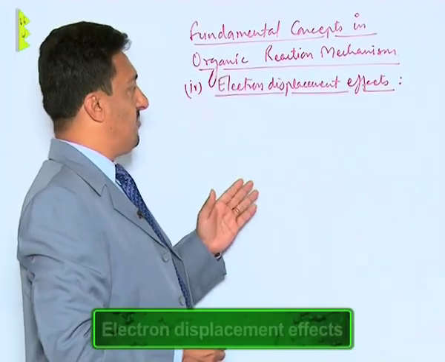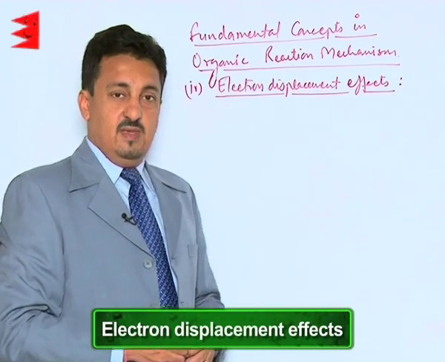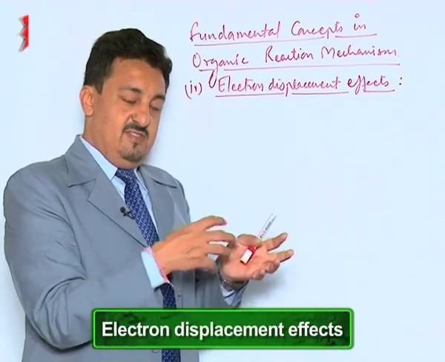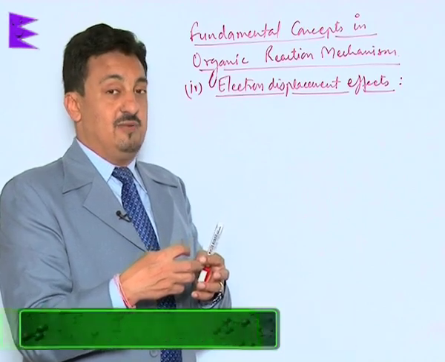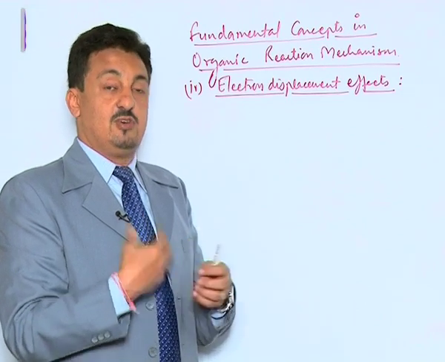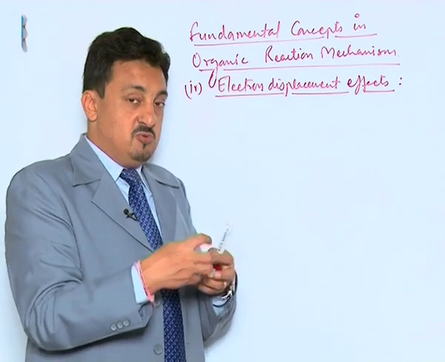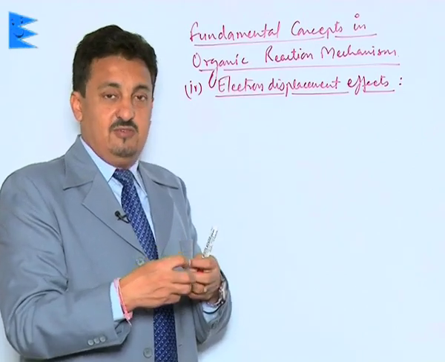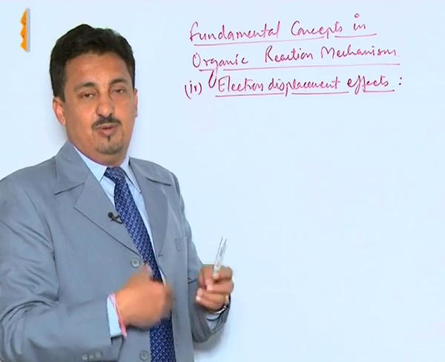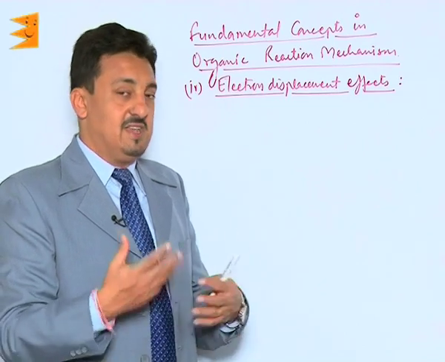Now let us see the electron displacement effects. The displacement of electrons in the carbon chain or in organic compounds takes place mainly because of certain groups in these compounds, which influence the movement of the bonded electrons. As a result, polarities are introduced, and the reactivity of the compounds gets affected.